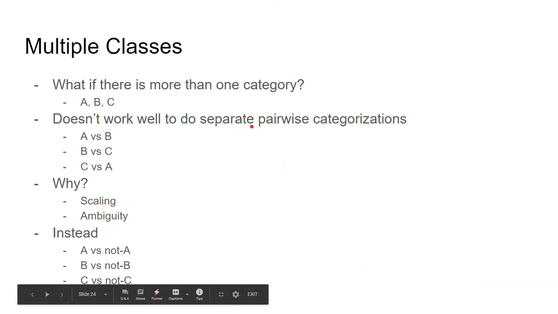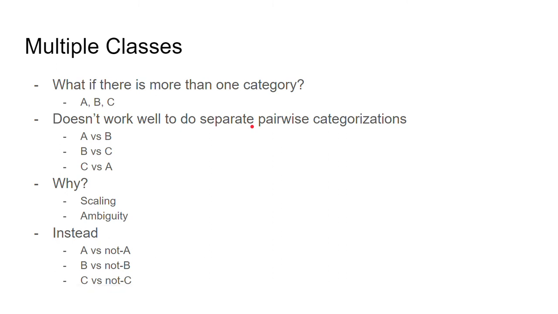So instead, it's much more common to have these outputs be: is it a cat or is it not a cat? Is it a dog or is it not a dog? Is it a house or is it not a house? Each of those outputs is doing a separate comparison of that type.